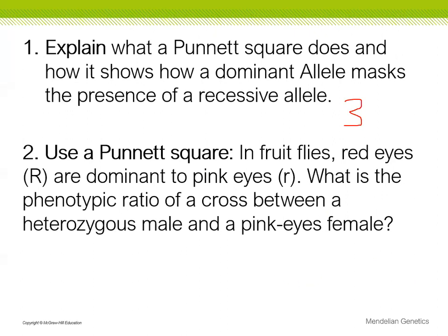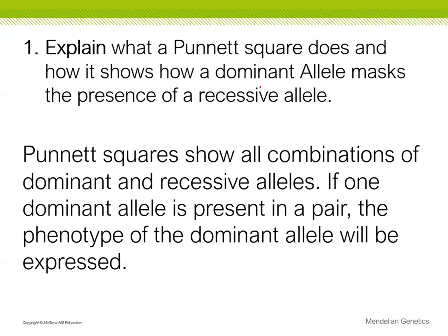So we're starting out. What does a Punnett square do? We've been using it for 2 days. A Punnett square shows the combinations of alleles, of genes. And we can use it to predict the phenotype and genotype, basically. So it lets us breed things and look at the outcomes. This is a very fancy way of saying it lets us breed things and look at what's going to happen.